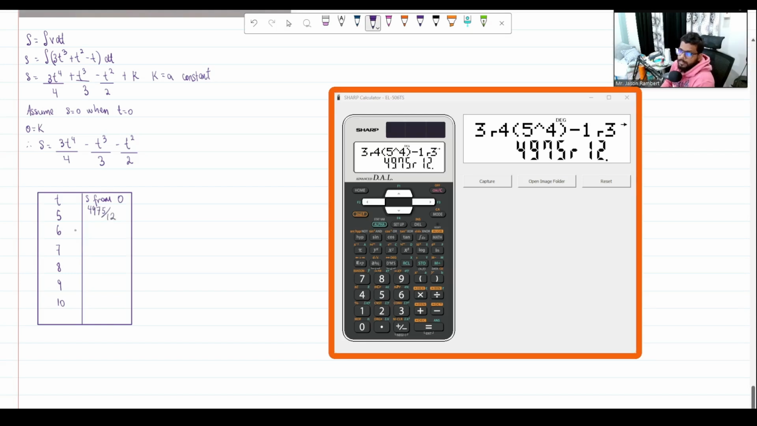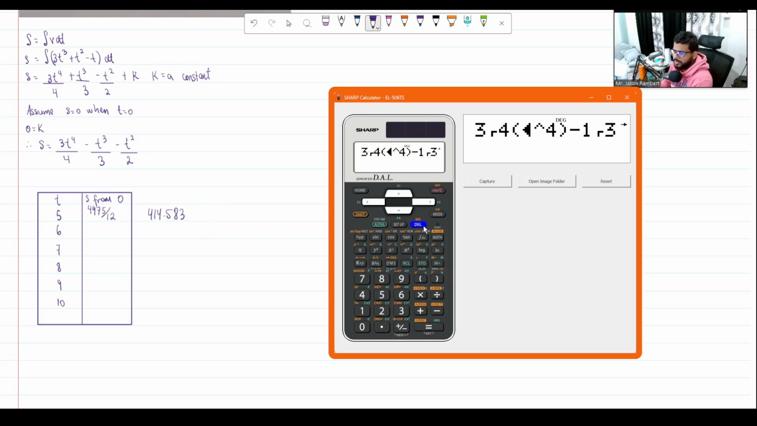49.75 over 12. Remember, this is going to be in centimeters. And this is going to be 414.583. I just put that in here to show something. Now we're going to put time equal to 6. So I'll delete the 5 and put a 6. I'm going to check back something in the beginning. Good. I get 882.